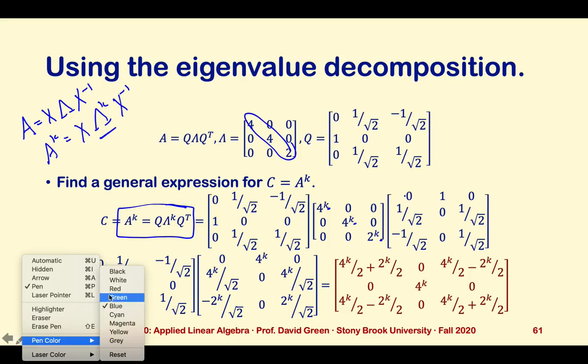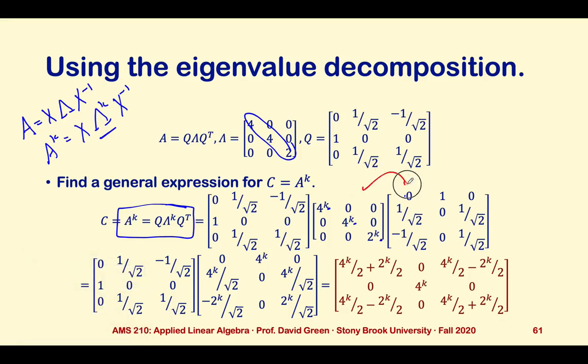In our first step, I'm going to first multiply these two together. Multiplying a diagonal matrix on the left by a matrix has the effect of scaling each row by the appropriate entry in the diagonal matrix. So this gives us 0, 4 to the k, 0. Scale this row by 4 to the k: 4 to the k over root 2, 0, 4 to the k over root 2. Scale the third row by 2 to the k: negative 2 to the k over root 2, 0, 2 to the k over root 2.